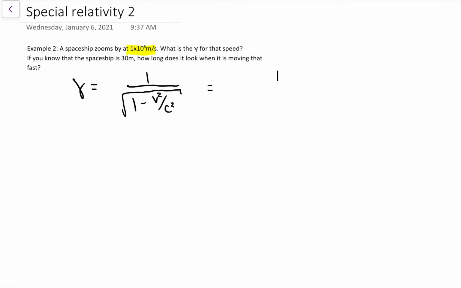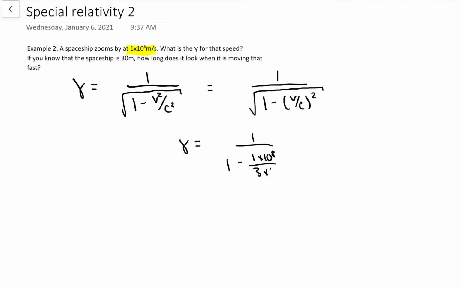Again, because I'm going to do a bunch of math in my head, I'm going to write it this way: 1 minus v over c all squared, and then that's under the square root sign. For this one, we'll start with the speed and then we'll deal with the length after the fact. Our gamma is going to be 1 over the square root of 1 minus 1 times 10 to the 8 over 3 times 10 to the 8, that fraction squared. I like writing it this way because I can do a bit of canceling. The 10 to the 8 here cancels with the 10 to the 8 there.